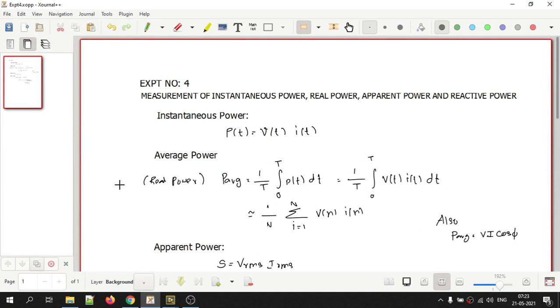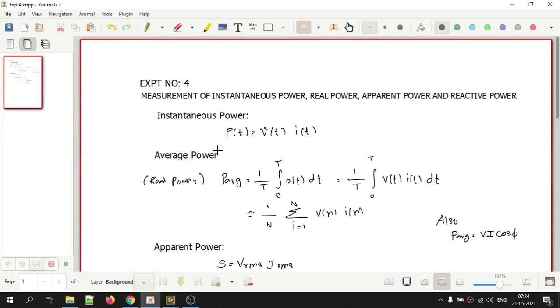In order to measure power, we need the information of both current as well as voltage. If we are able to acquire both current and voltage, we can calculate instantaneous power as P of t equal to V of t into I of t. See, this is instantaneous power, that is for each and every time instant it will be varying.